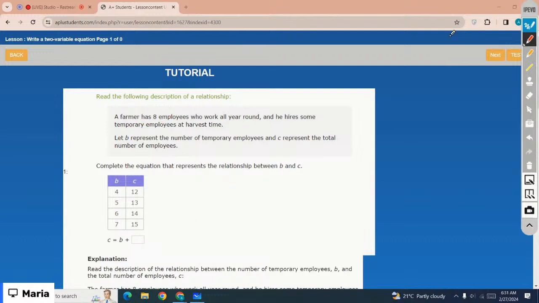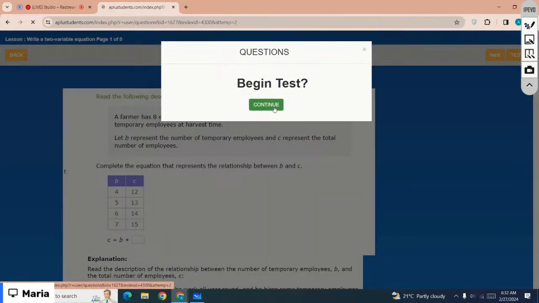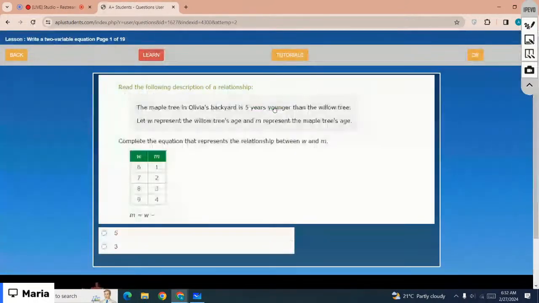Let's just start with the test questions. The maple tree in Olivia's backyard is 5 years younger than the willow tree. Let W represent the willow tree's age and M represent the maple tree's age. Complete the equation that represents the relationship between W and M. So, which is the missing value?